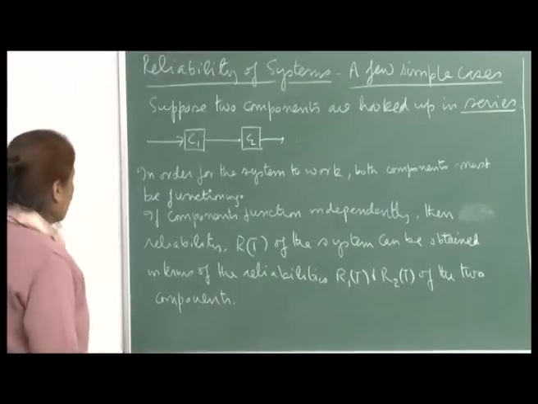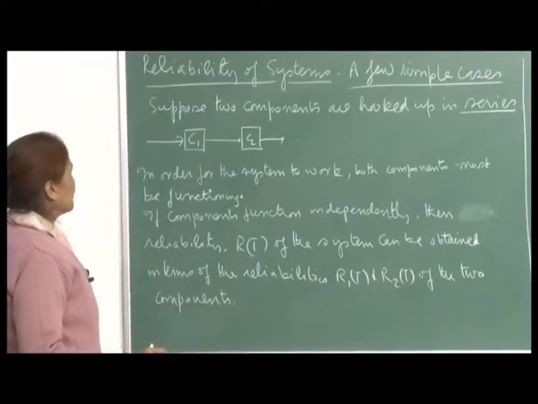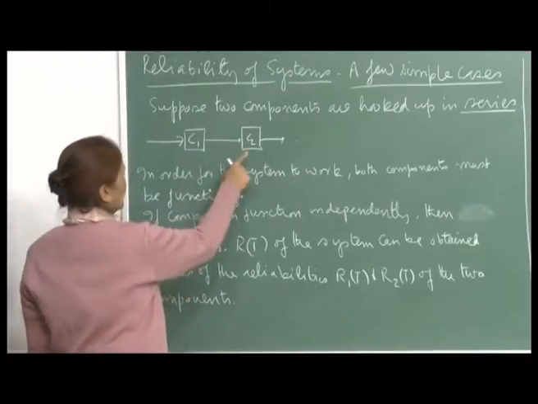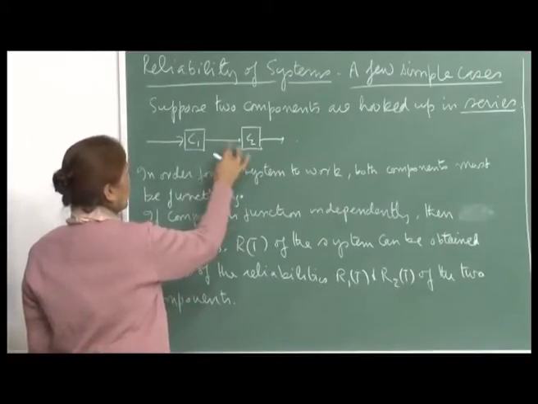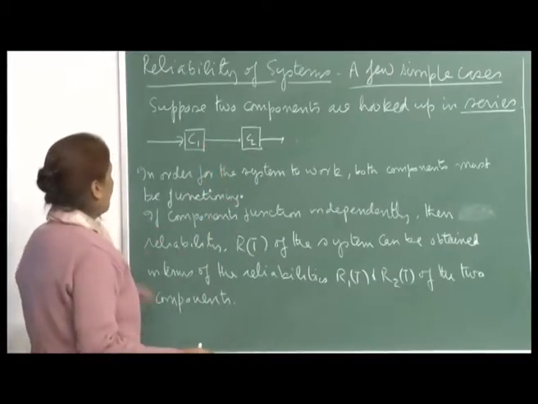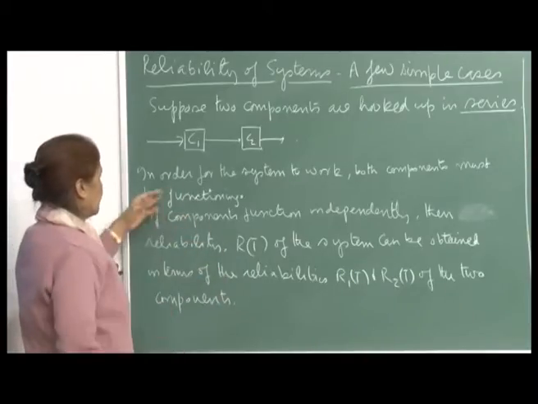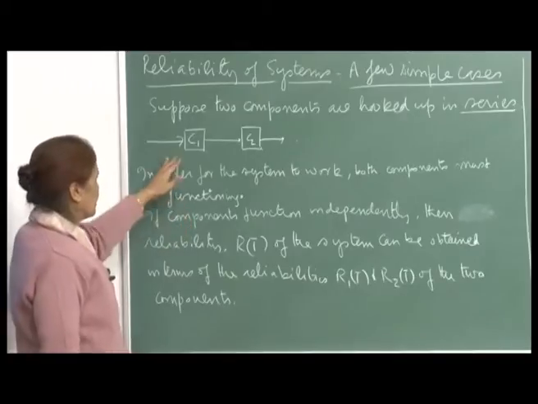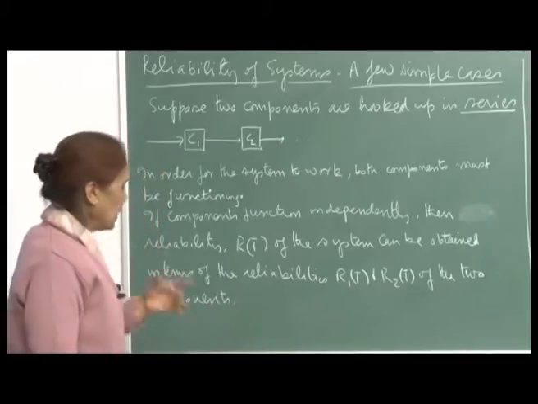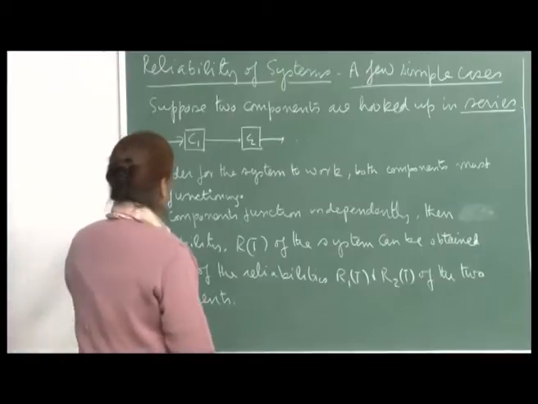So, let us begin with the simple case that two components are hooked up in series. This is how they are, C1 and C2, two components in series. In order for the system to work, both components must be functioning. They may be performing different tasks for the whole device, and so they both have to function. If any one of them fails, then the system will fail. This is the whole idea of working in series.